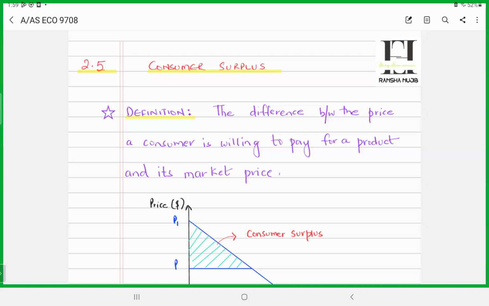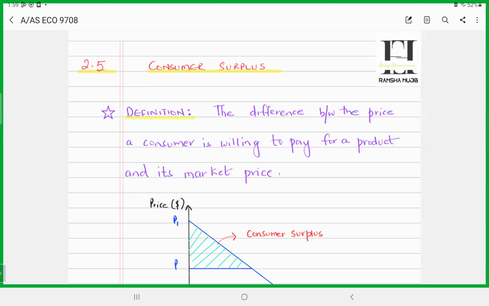How are you all? Today we are going to be doing consumer surplus. That's 2.5, a topic out of our AS Economics 9708 syllabus.